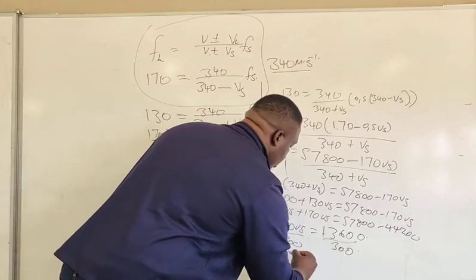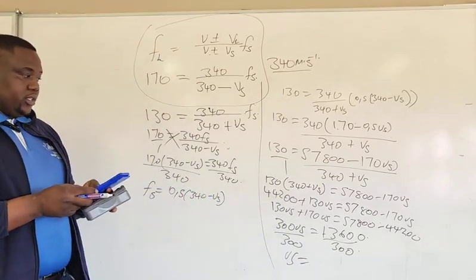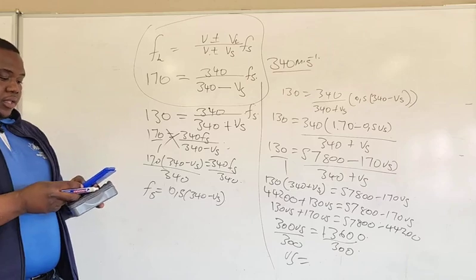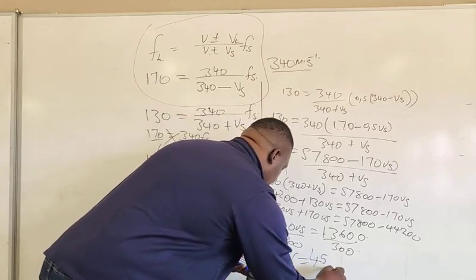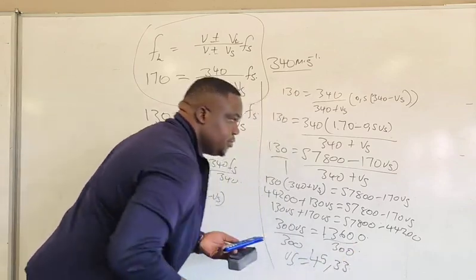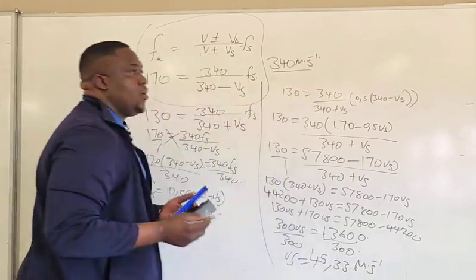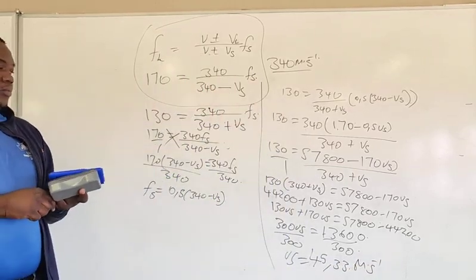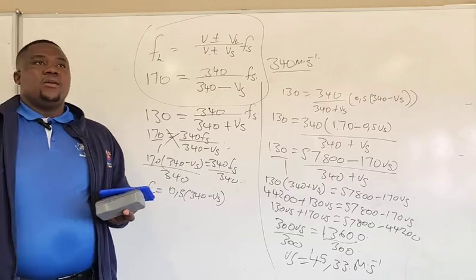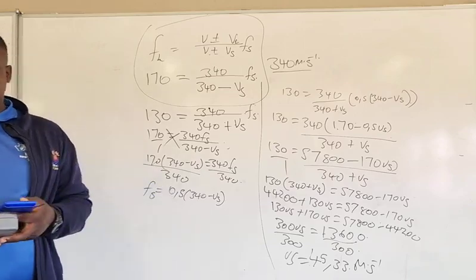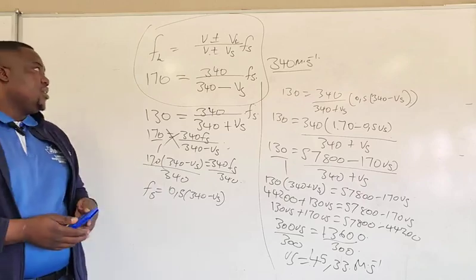We divide by 300. Then our Vs is 13,600 divided by 300. Then what do we get? We get 45,33 meters per second. So it means that our source is moving at 45,33 meters per second.